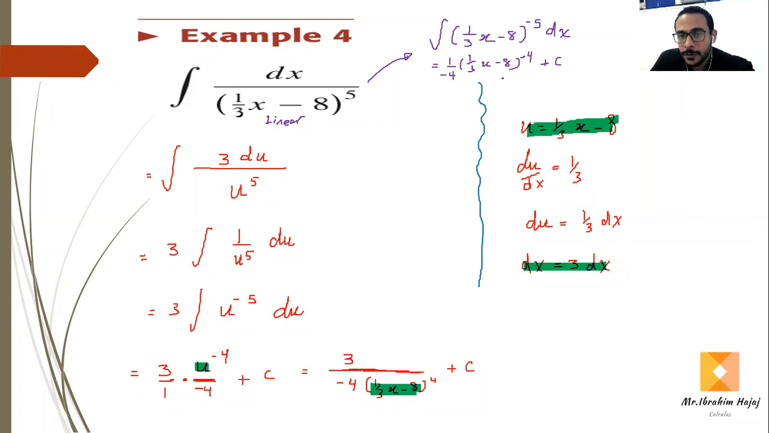Now dividing this all by 3 means dividing by the coefficient of x, 1 over 3. All of that I can remove and just multiply by 3. It will be the same answer. Okay.